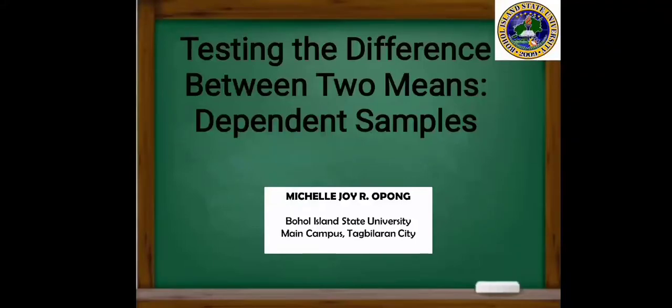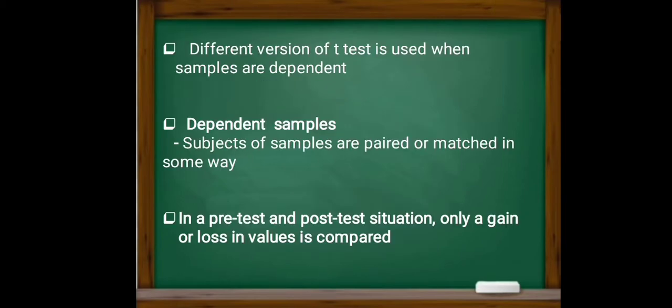This is Michelle Joy Arapong, and my discussion is all about testing the difference between two means under dependent samples. The t-test was used to compare two sample means when the samples were independent. In this topic, a different version of the t-test is explained. This version is used when the samples are dependent.